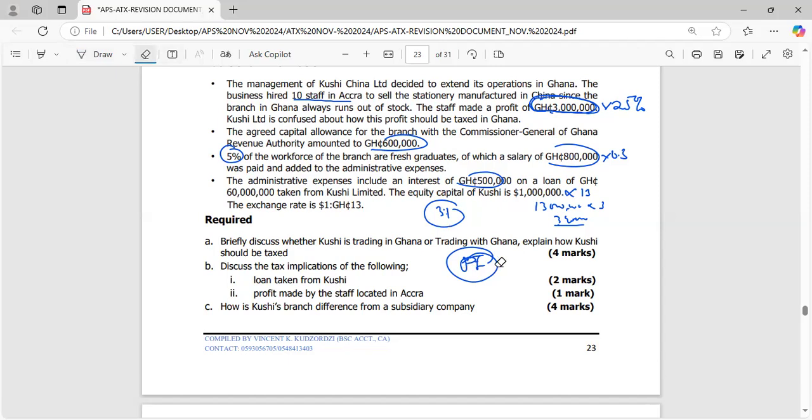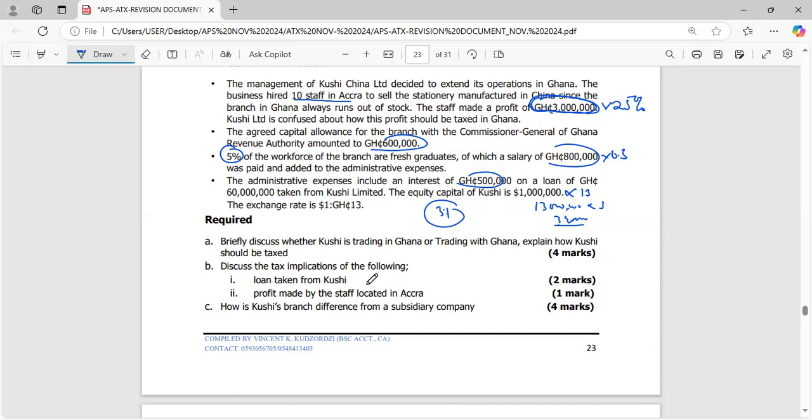Now, the B part, the B requirement: discuss the tax implication of the loan taken from Kushi Limited. I think we have even done that already. So this one, they say discuss. The mark will be more than 2 marks. Kushi Limited and the loan they give to the branch will be classified as persons in a control relationship. A company and its branch are in a control relationship. And any loan that the parent or head office gives to the branch, the interest portion on that loan will be subject to the thin capitalization rule. So you do the calculation and let the examiner know.